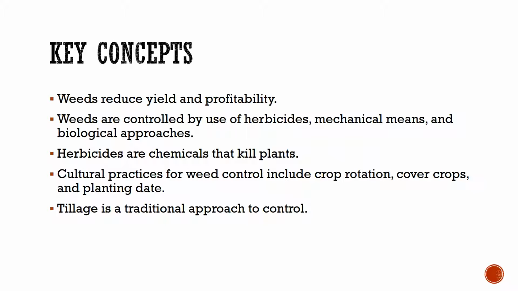So some key concepts, what we need to know. Weeds definitely reduce yield and profitability. Why? Because weeds are taking the nutrients, the minerals, the sun, the water, and they're competing with the crops that are already in the field. So how do we control them? We use mechanical means, so we do different farming practices, biological approaches, and then herbicides as well. An herbicide is a chemical that will kill the plant, and some herbicides need to be sprayed at different parts of the growing season. So we'll dig into that a little bit, and we'll talk about some tillage as a traditional approach as well.